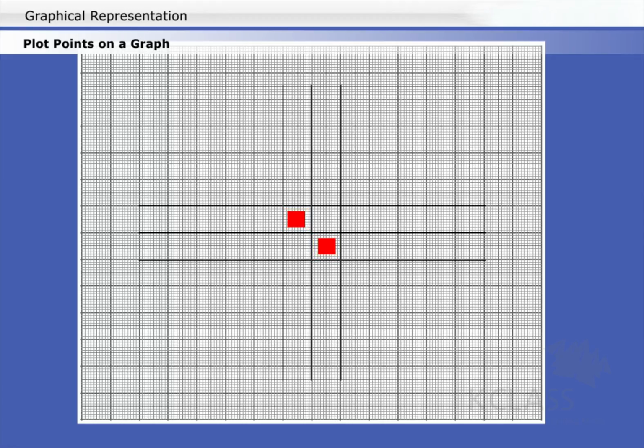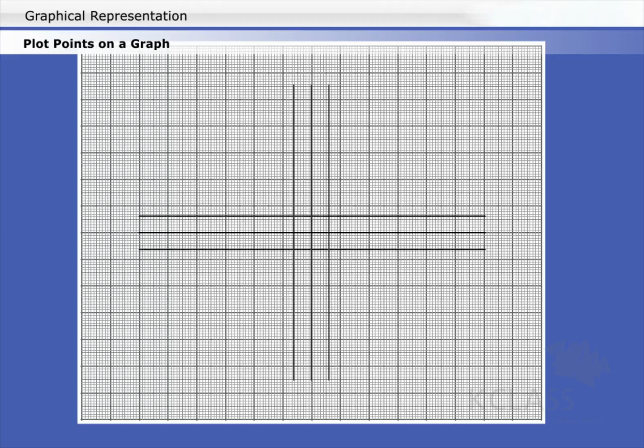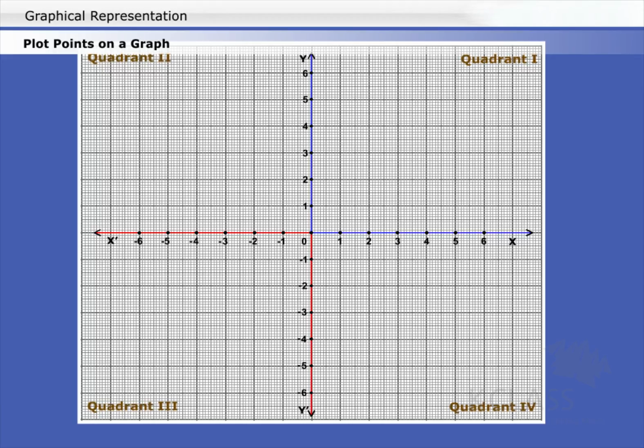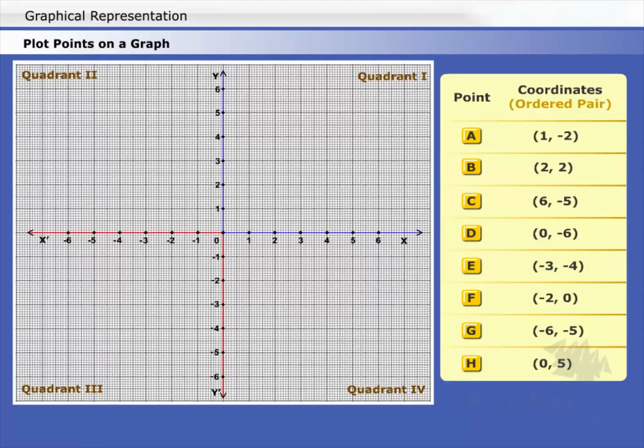We know that we can plot points on paper if we know the coordinates. Well, we'll use this graph paper to plot points and you'll see how easy it is. The x and y axis have already been drawn. The 4 quadrants have also been marked. There are 8 points given on the screen. Let us read the coordinates and plot the points.